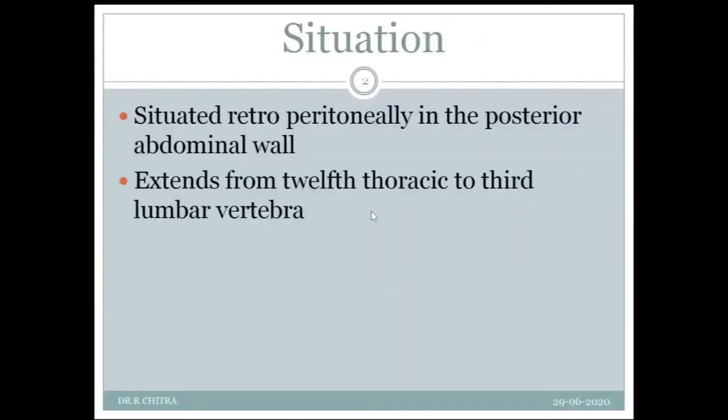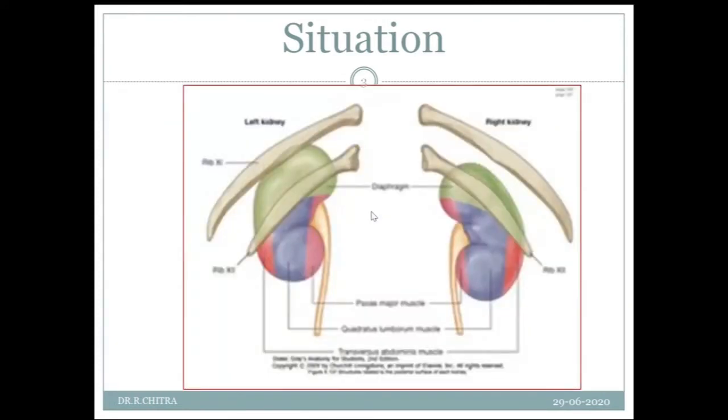Situation of the kidneys: the kidneys are retroperitoneal and situated in the posterior abdominal wall, extending from the 12th thoracic to the 3rd lumbar vertebra. So that is the situation of the kidneys. You can see in this that it is situated in relation to the 12th thoracic to the 3rd lumbar vertebra.